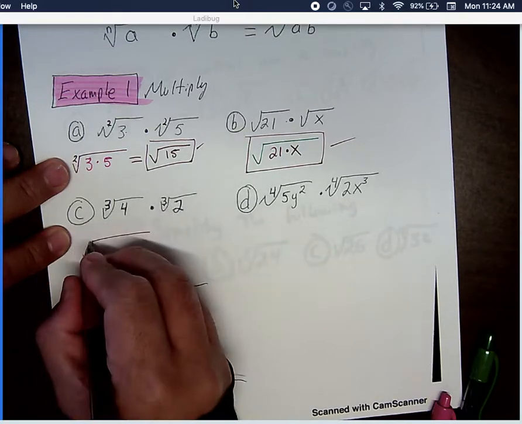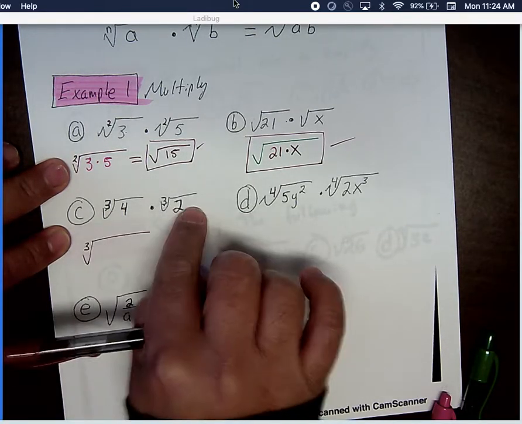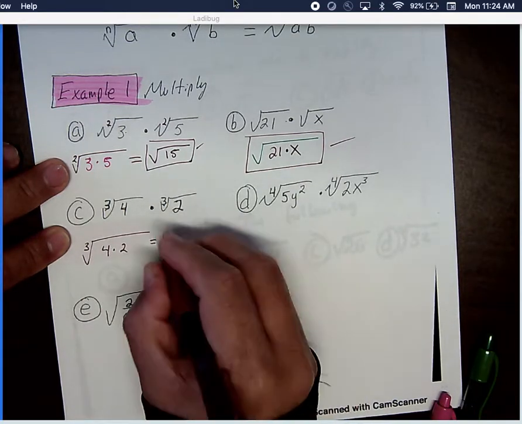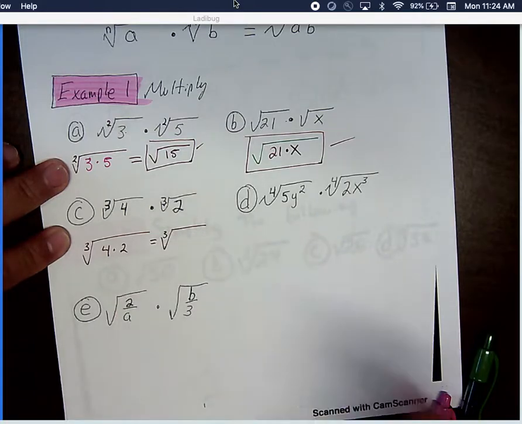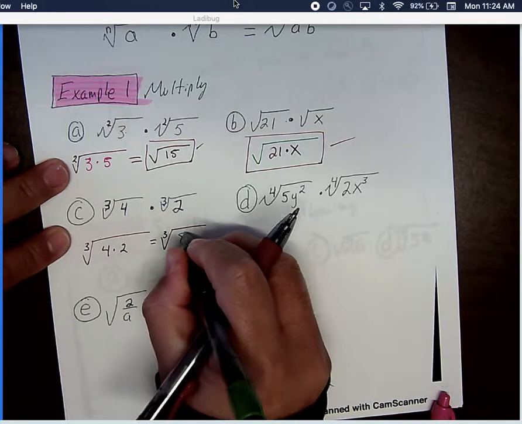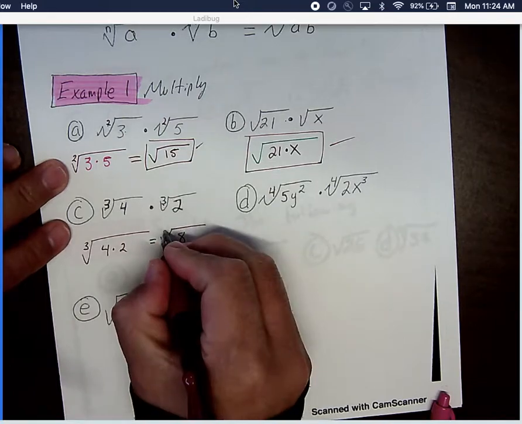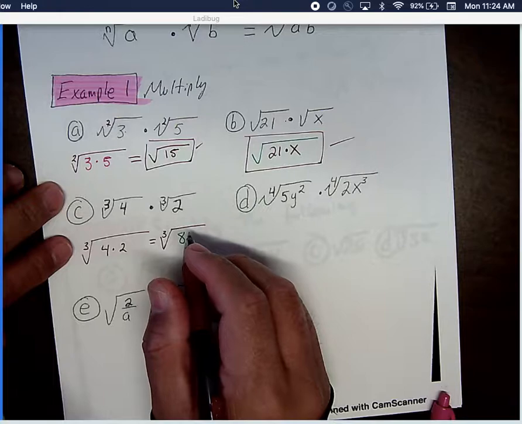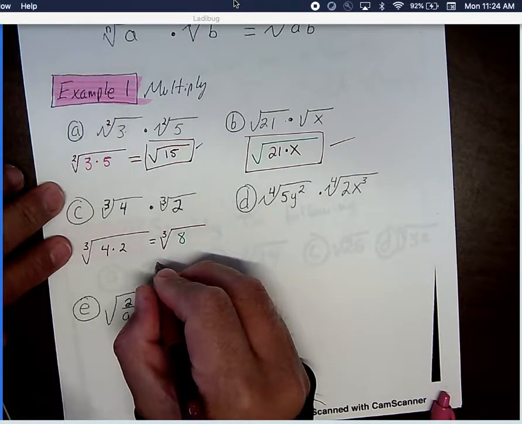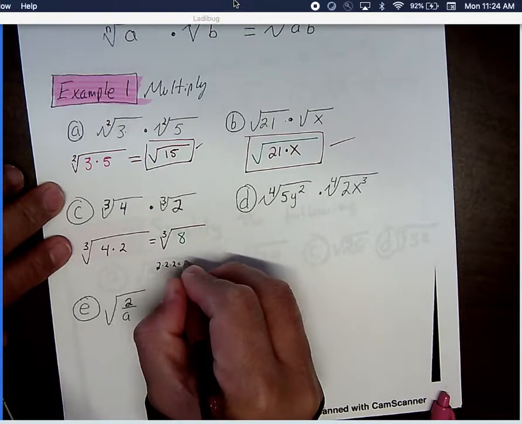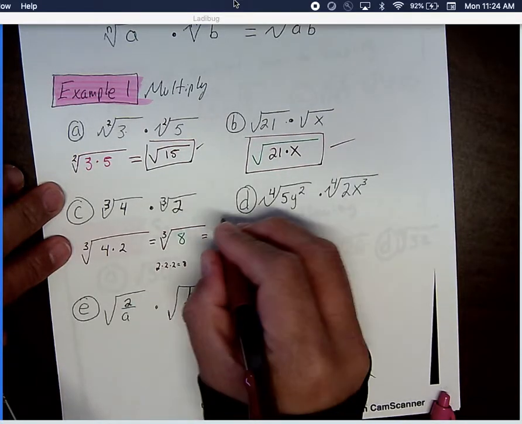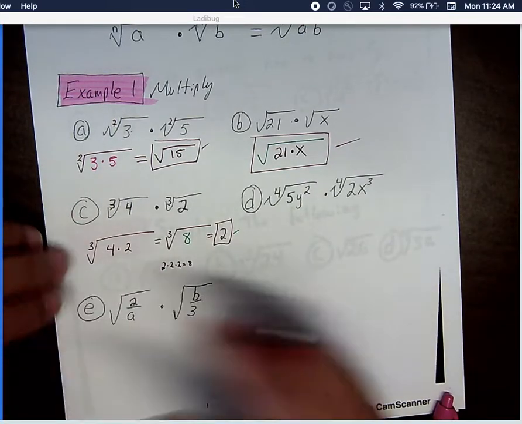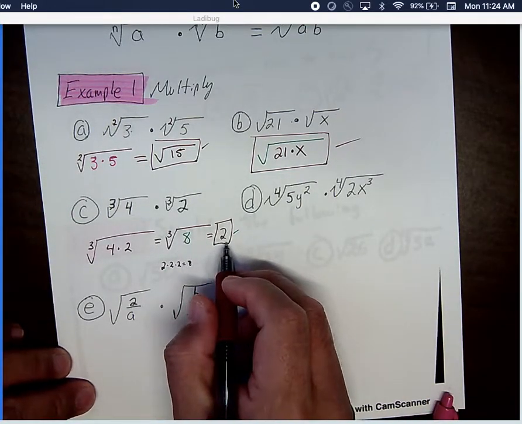They have the same index, that goes there, and then you put them together according to the rule: 4 times 2, and that gives you 8. Now you have the cube root of 8, a number that you multiply 3 times that gives you 8, that would be 2. 2 times 2 times 2 is 8. So the answer for this one is 2. Sometimes you are able to simplify at the end.